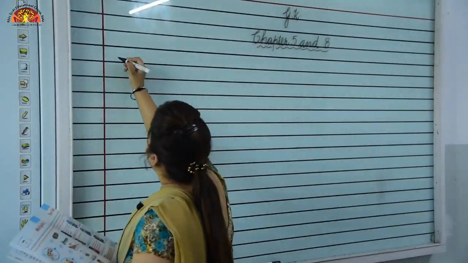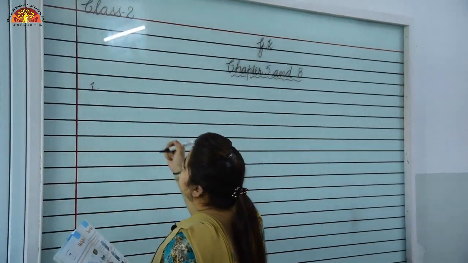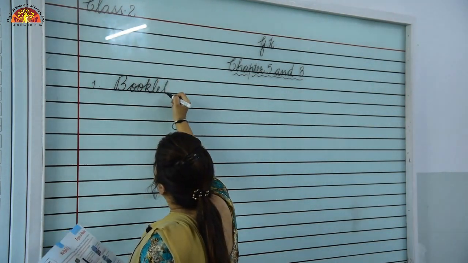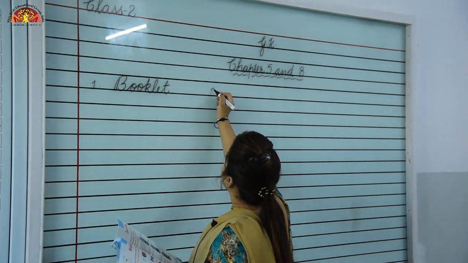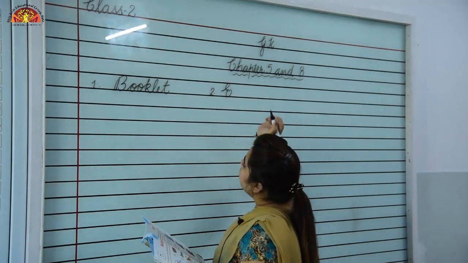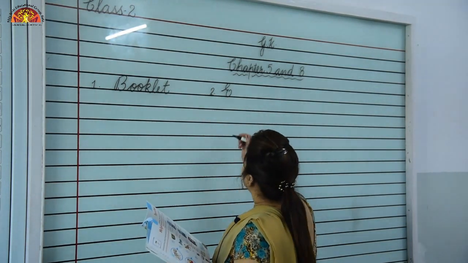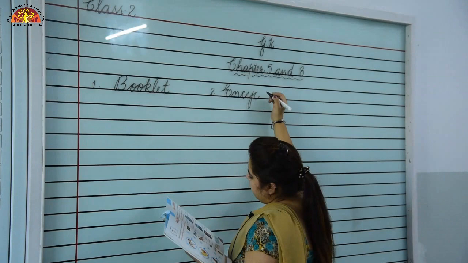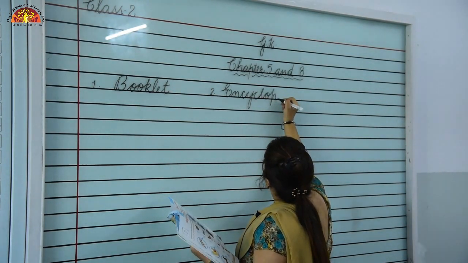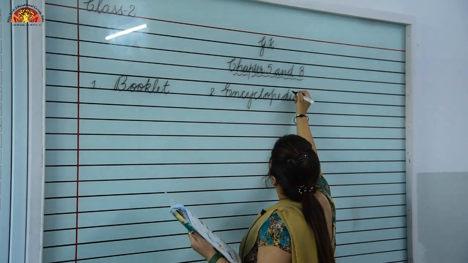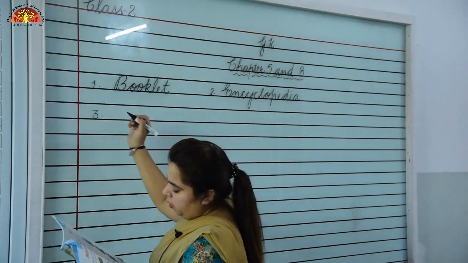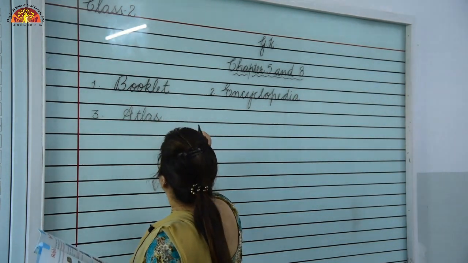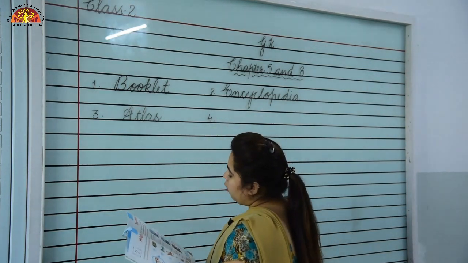Okay. Number 1 is booklet. B-O-O-K-L-E-T. Number 2 is encyclopedia. First letter will be capital. E-N-C-Y-C-L-O-P-E-D-I-A, encyclopedia. Number 3, atlas. A-T-L-A-S. Number 4, children, novel.